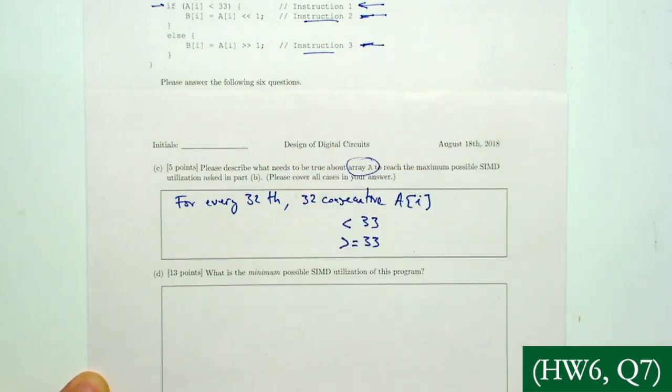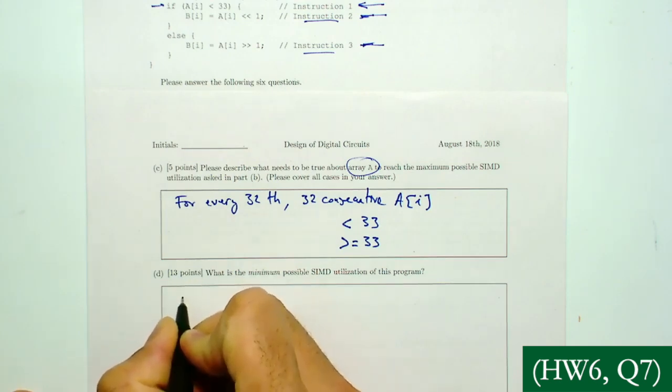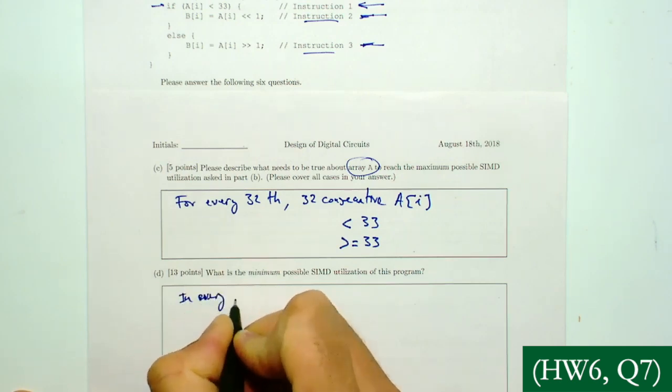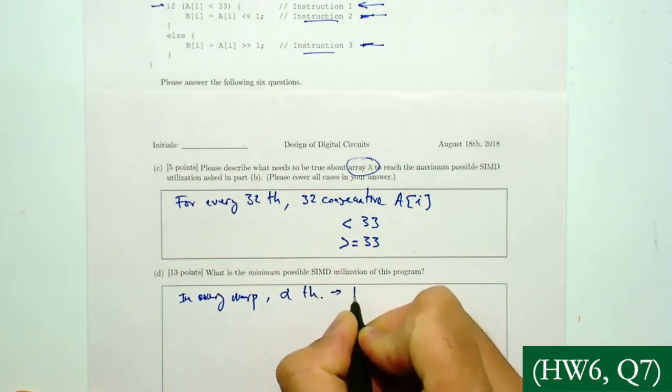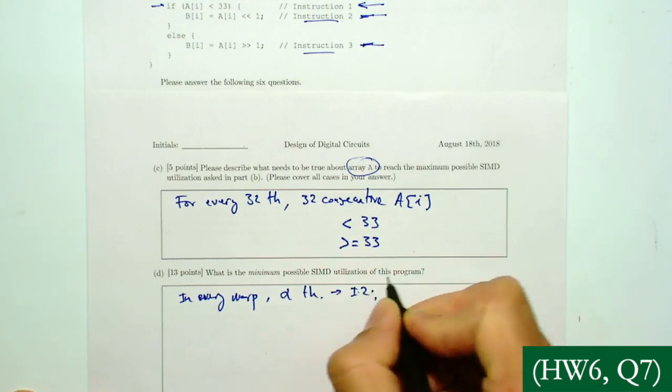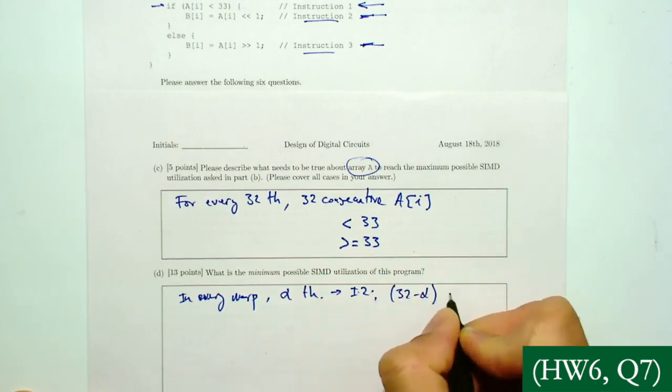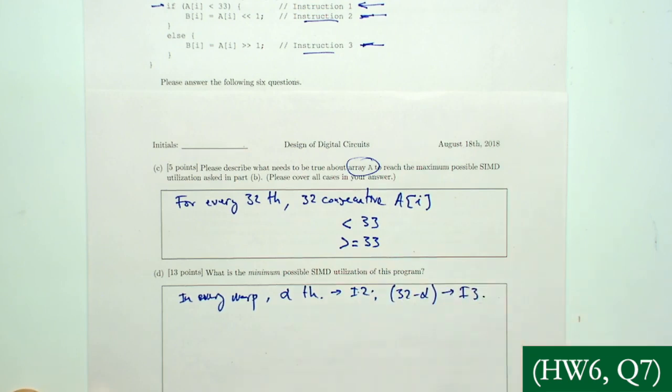And let's say, the number actually might change from warp to warp, but let's assume, because this doesn't affect the answer, that in every warp, alpha threads execute instruction two, and the rest, 32 minus alpha, go and execute instruction 3. So by taking this into account, the way that we can calculate the SIMD utilization is by going instruction by instruction and warp by warp and thinking what is happening there.